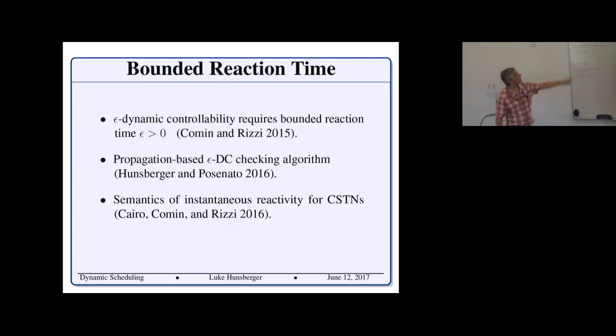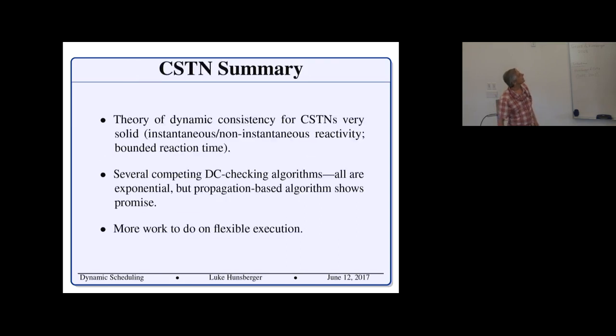By the way, in 2009 I found an error in the semantics for STNUs, and they found an error in our 2015 paper, which was almost the same kind of thing. We had made too quick an assumption about instantaneous reactivity, and they corrected that. Fortunately, our algorithm is still sound and complete, but it was a little ironic. Anyway, we all work together.